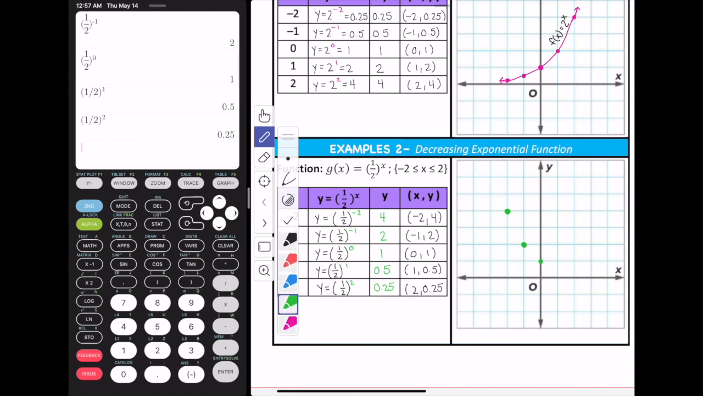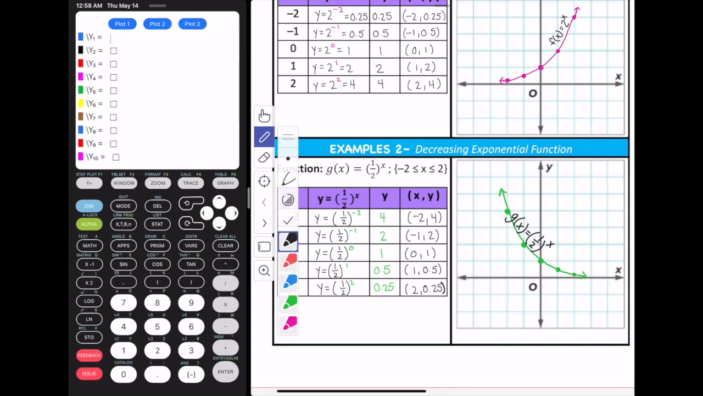X is 0, y is 1, x is 1, y is 0.5, so that's about halfway between y being 0 and y being 1. X is 2, y is 0.25, so that's about a quarter of the way. And then I draw a line through these points and label our function g of x equals (1/2) to the x power. And now to check that my graph is correct, I'm going to hit y equals on the Calculator 84 app, type in this function, and then hit graph.